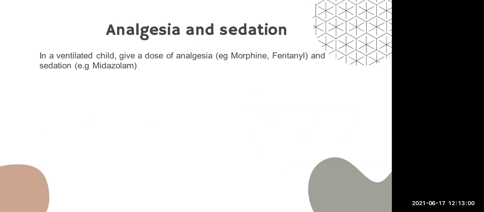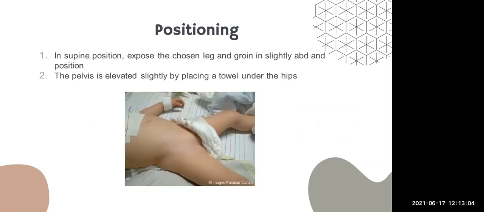So the first step, we give analgesia and sedation, and in a ventilated child, give a dose of analgesia and sedation, but I cannot find the dose that we give. After we give the analgesia, we position the child in supine position, expose the chosen leg and groin in a slightly abducted position, and the pelvis is elevated slightly by placing a towel under the hips, as we can see in the picture.